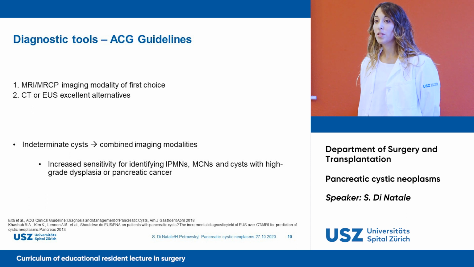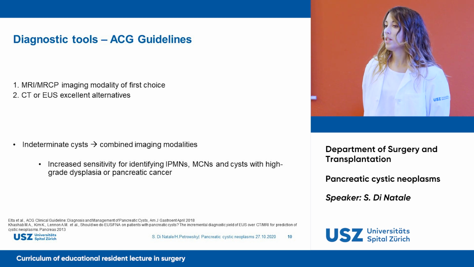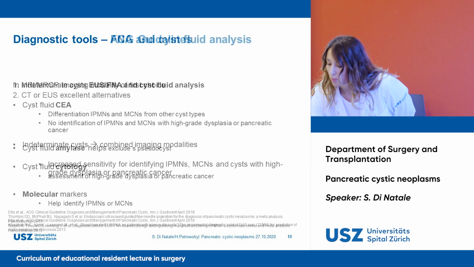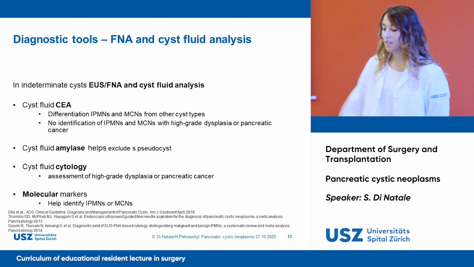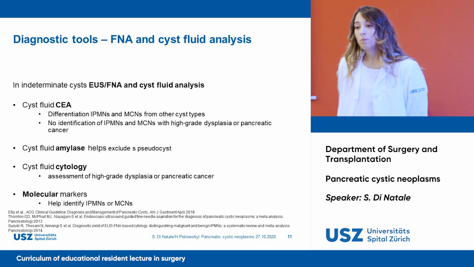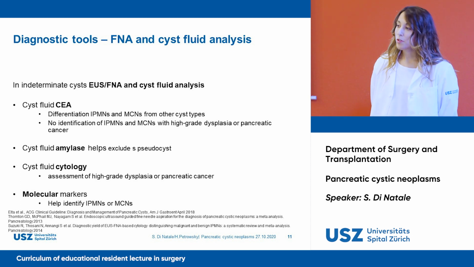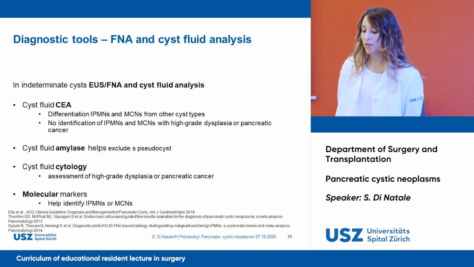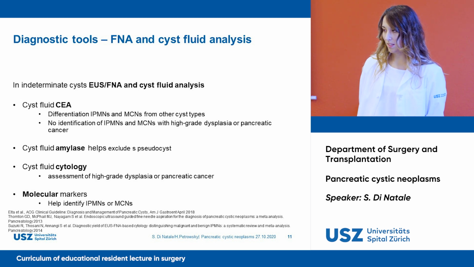Larger retrospective studies showed a similar finding when CT or MRI were combined with endoscopic ultrasonography. So indeterminate cysts may benefit from a second imaging modality, as well as from endoscopic ultrasonography with fine needle aspiration and cyst fluid analysis and cytology. The most commonly used cyst fluid marker is CEA, which was found to have a pooled specificity of 93% and sensitivity of 63% in differentiation of IPMNs and MCNs from other cyst types.